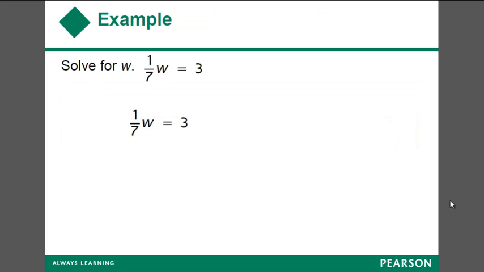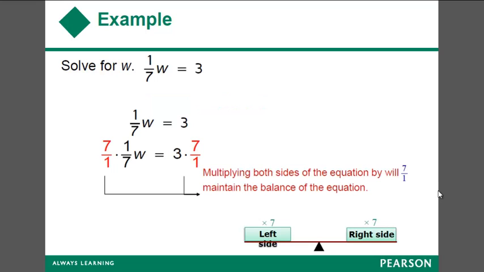For example, I want to solve this equation for w. I have 1/7 times w is equal to 3. We need to find the value of w. So how can I move the 1/7? Well, what I can do is multiply by its reciprocal. When I multiply by its reciprocal, that means I'm going to multiply both sides by 7/1.